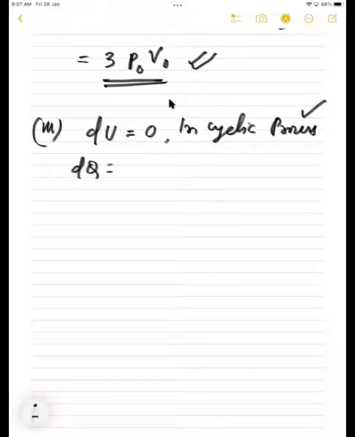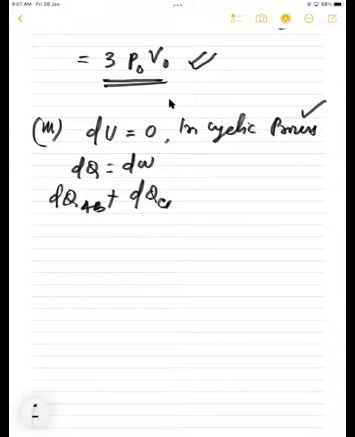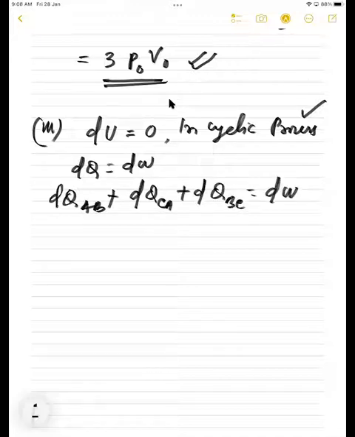In a cyclic process, the total change in internal energy is 0, right? So dQ is equal to dW, and dQ is equal to how much? dQ A to B plus dQ C to A plus heat B to C is equal to dW. Yes or no, students? And you know delta Q AB, how much did you get? 3 P naught V naught, right? And delta Q CA, how much did you get? 5 by 2 P naught V naught, correct?